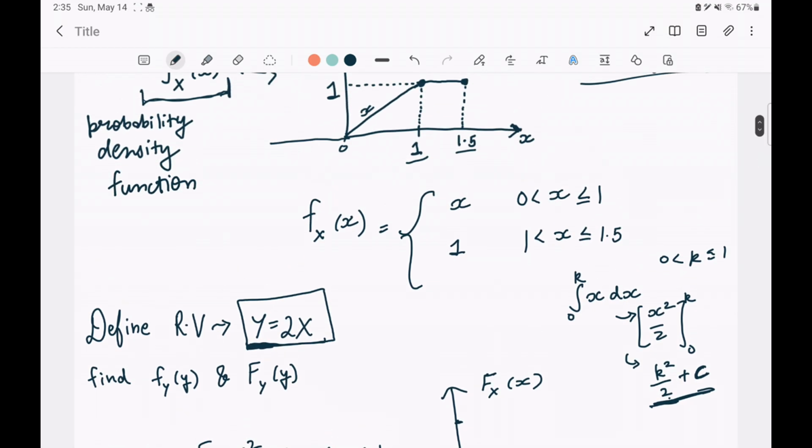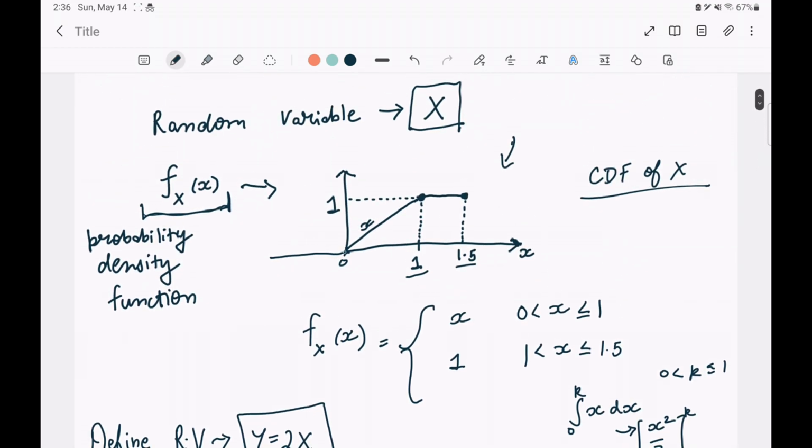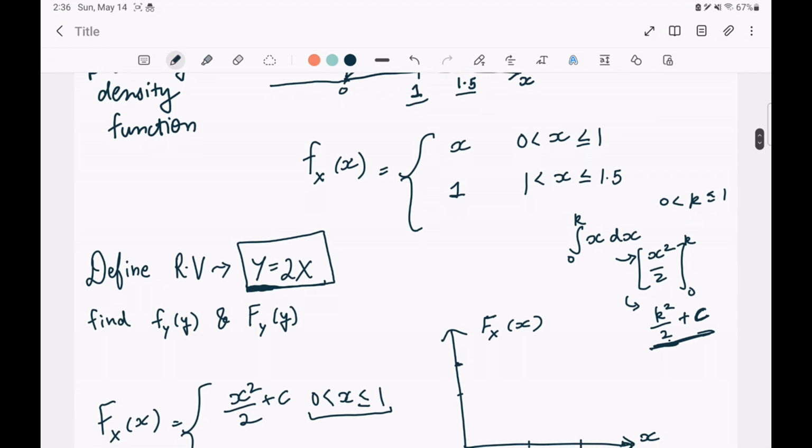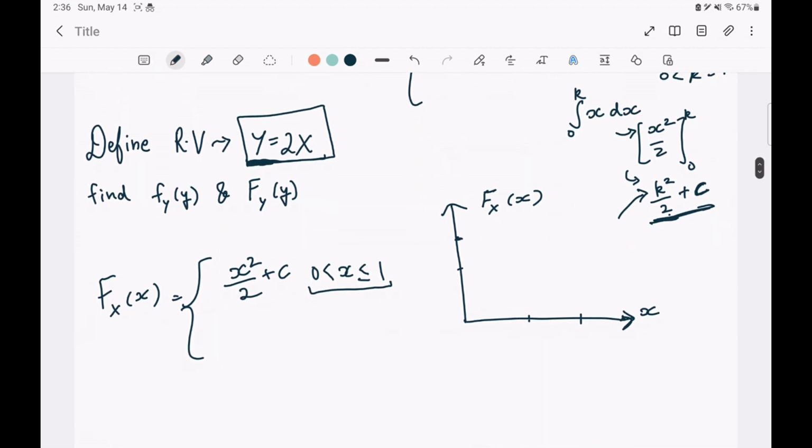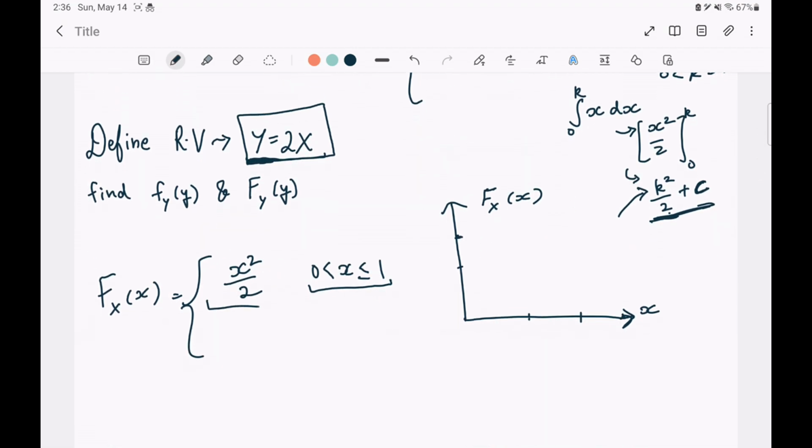Now we know that there was no density of this random variable before the value 0. That means fx of 0 was 0 and fx of any negative number is 0. So if I put in the value 0 here, the value should come out to be 0. So that means c plus 0 equals 0. Hence c equals 0. So this means the cumulative distribution function will be this from the range 0 to 1.